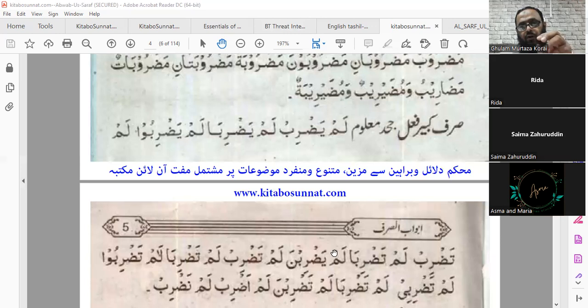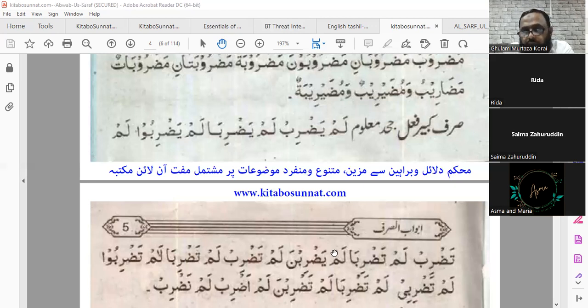4 sigas of musanna, when lam enters into them, their last noon is dropped. 2 sigas of jama muzakkar ghaib and jama muzakkar hadir, their last noon is dropped when lam is entered. 1 siga of wahid muannas hadir, the last noon is also dropped when lam enters into that, like tadribina, lam tadribi. Only 2 sigas of jama muannas ghaib and jama muannas hadir, their noon is never dropped, even when lam or any other word enters into them. This was the first thing.